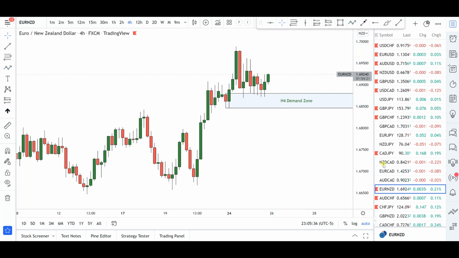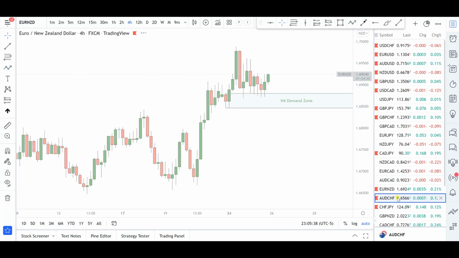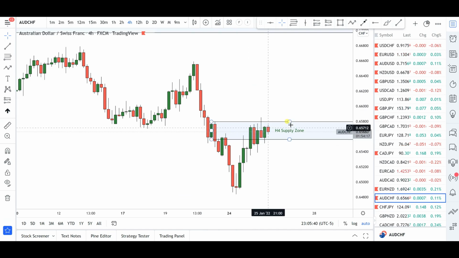All right, now next up is going to be Australian dollar Swiss francs. This is one that I'm keeping an eye on actively for tomorrow. Should not be really impacted much by the fundamentals. This is Australian dollar and Swiss francs, so I'm really keeping an eye on this.